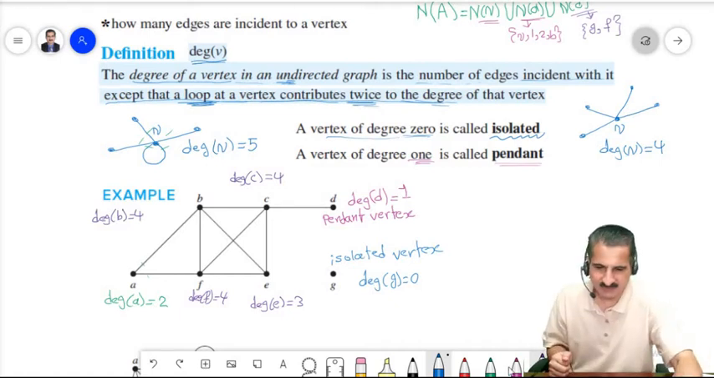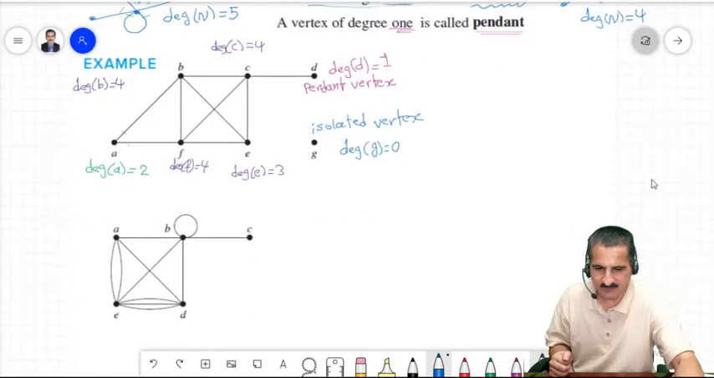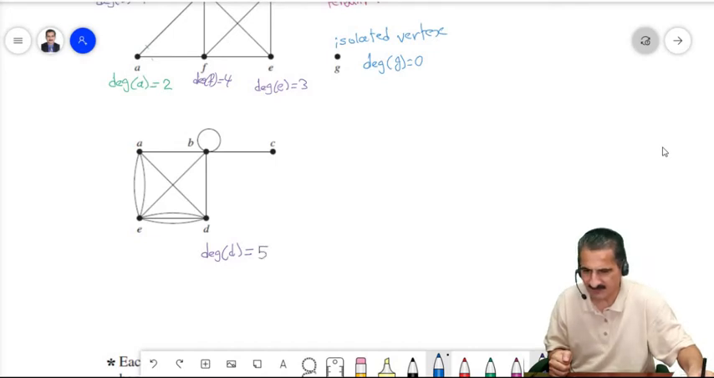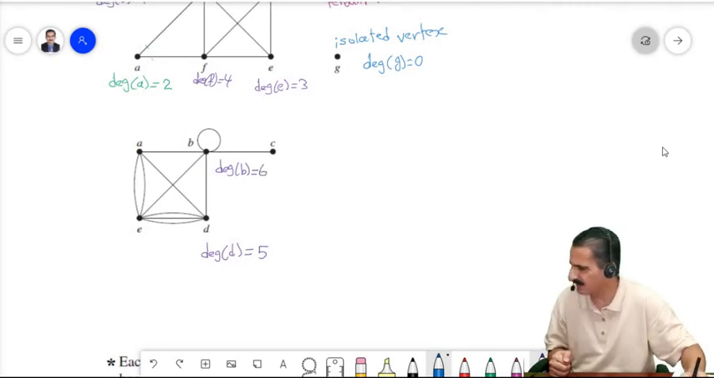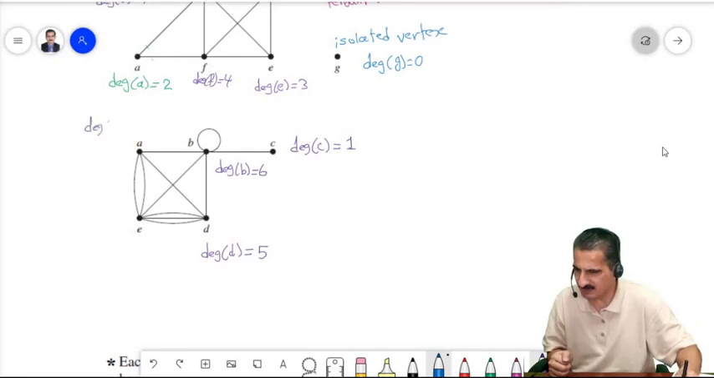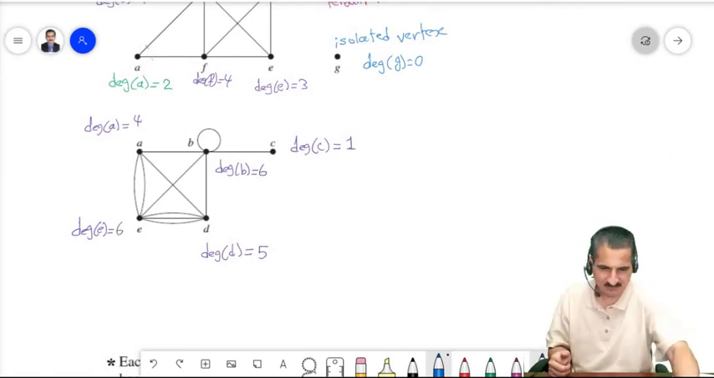Good. So the degree, we got the idea. Here are more examples of the degree. We want to make sure we're doing fine. Now, what's the degree of D here? 5, yes. So there are 5 edges connected to D. What's the degree of B? 1, 2, 3, 4, 5, 6. Yes. What's the degree of C? 1. Degree of A, 4, and degree of E equals 6. Good. Thank you for helping me in the counting.